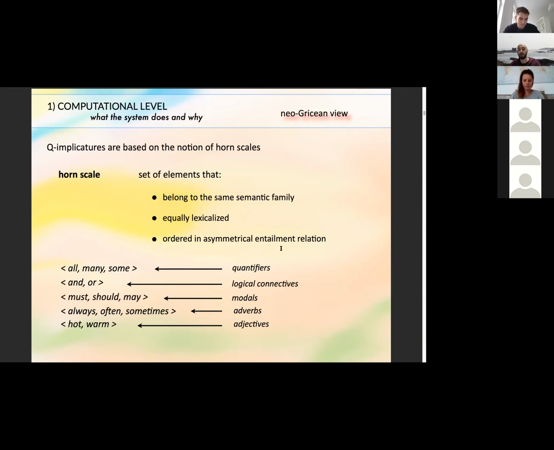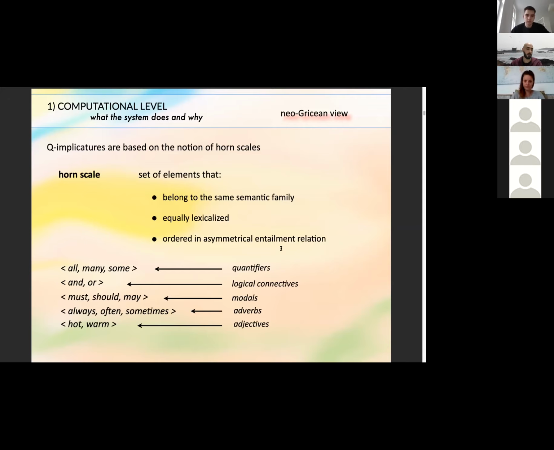Adjectives, scalar adjectives, gradable adjectives. If you're saying, so how is it today? Yeah, today is quite warm, right? You are suggesting that it's not boiling hot. But still, warm is compatible with hot, right?